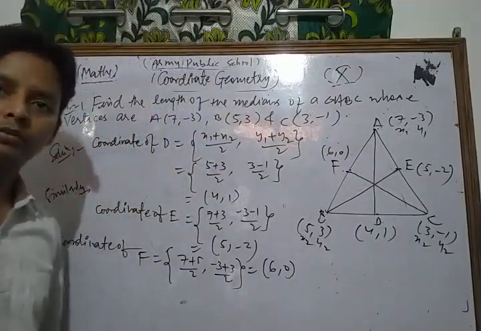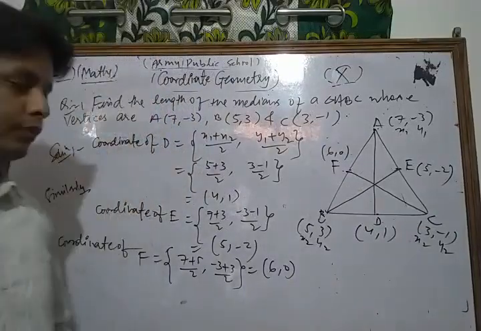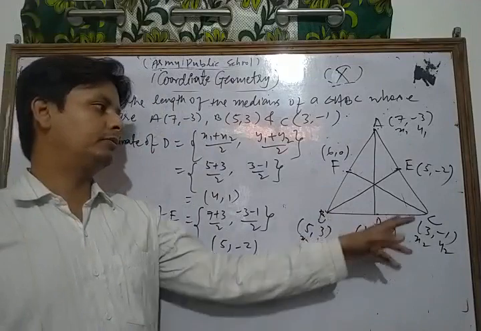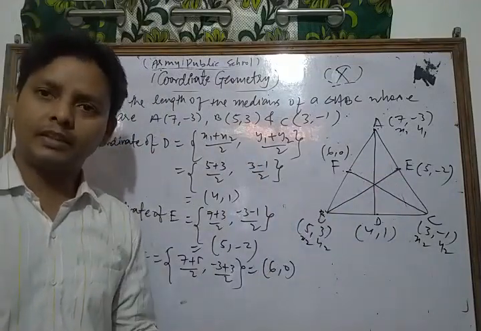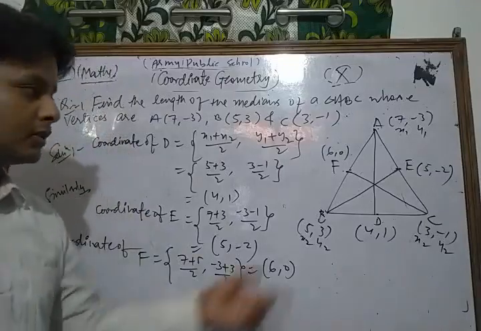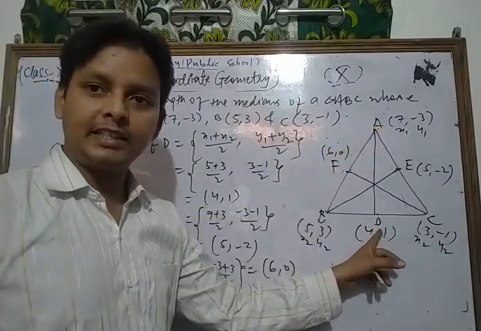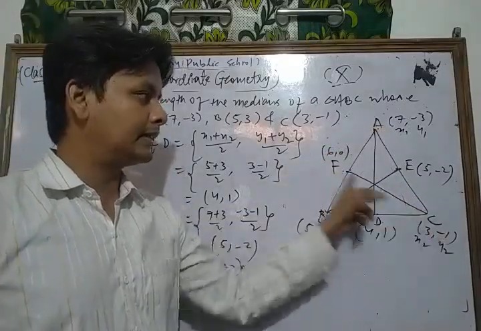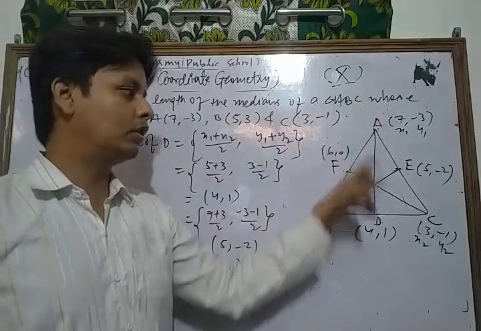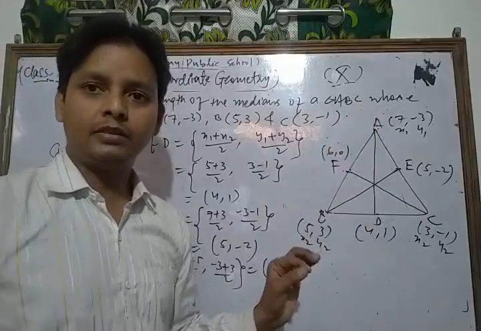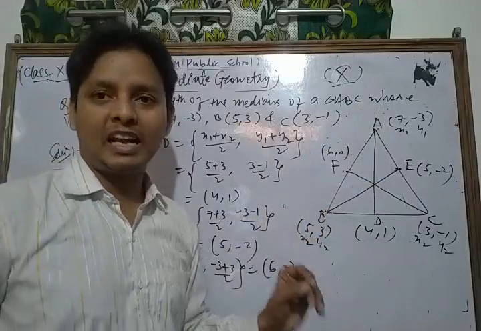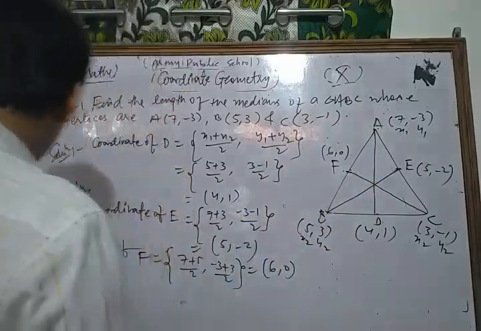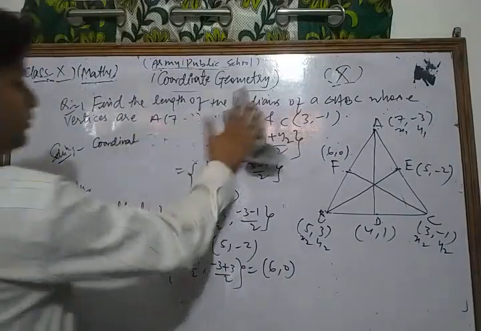In this way, first of all, we find the midpoints of BC, AC and AB. Then we find the length of its medians. Medians means the distance between, AD is the median, BE and CF are the medians. So we find the length of AD, BE and CF by the help of the distance formula. Okay, let's see.